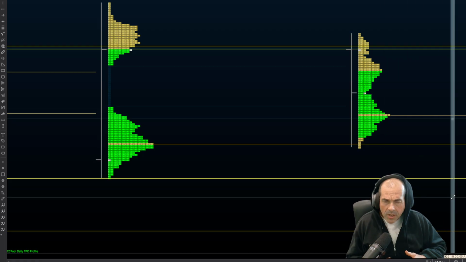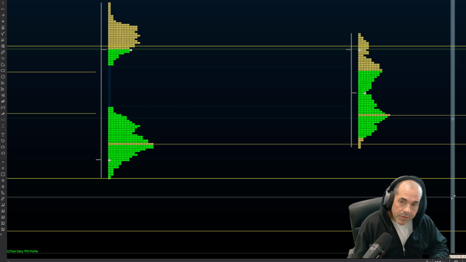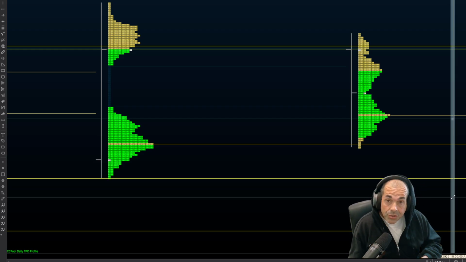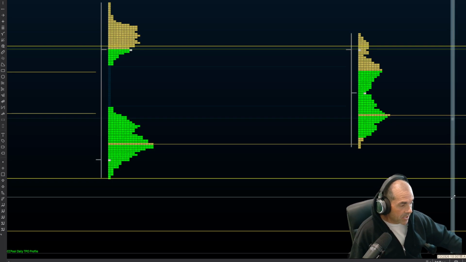So I'm going to go through a little tutorial on the profile shapes, how the initial balance, that initial injection of volume, can really give you an idea of how the day is going to shape up.